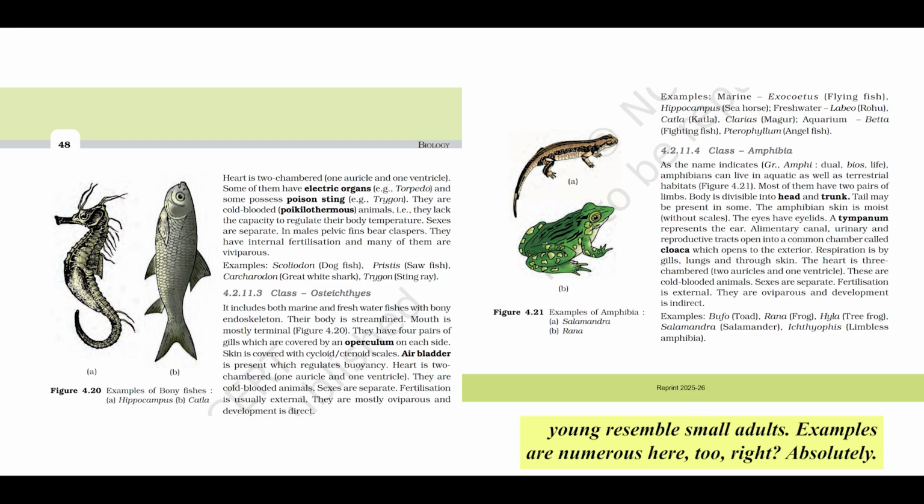Examples are numerous here too, right? Absolutely. Let's categorize some common ones for exams. Marine examples. Exocoetus, flying fish, glides using enlarged pectoral fins. Hippocampus, seahorse, unique posture and male brooding.